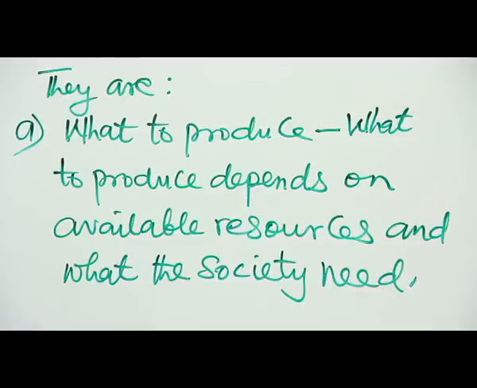And of course, in a capitalist economy, what to produce is determined by the forces of the interaction of demand and supply that fix the price for that commodity. However, in a command economy or socialist economy, what to produce depends on the government.